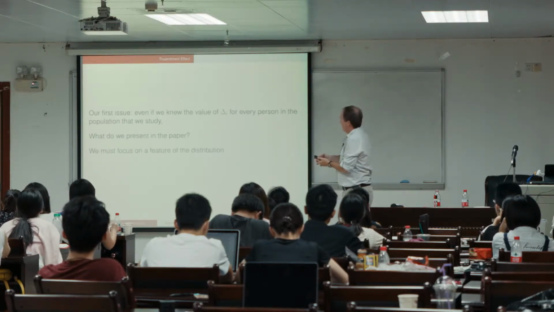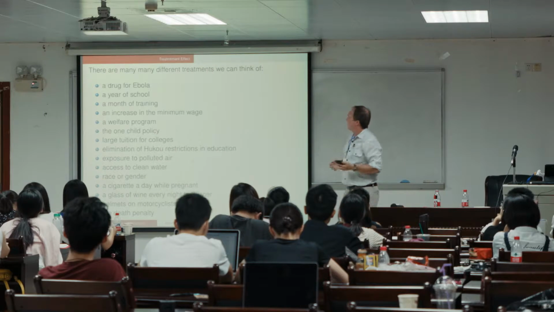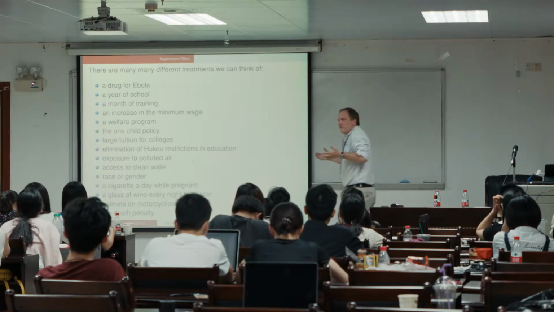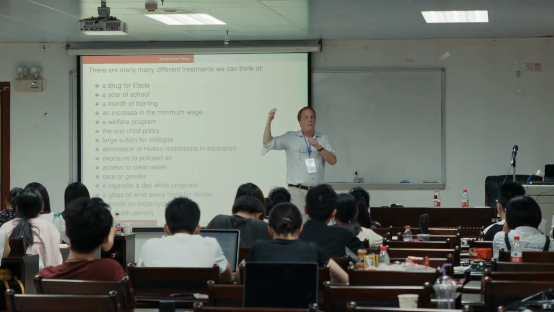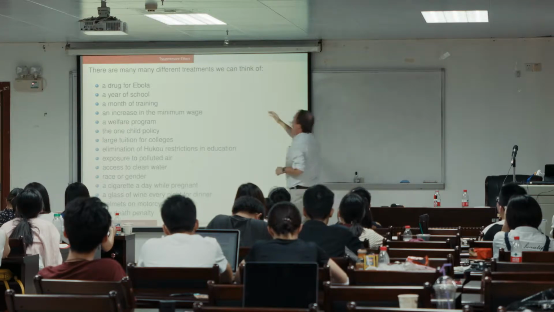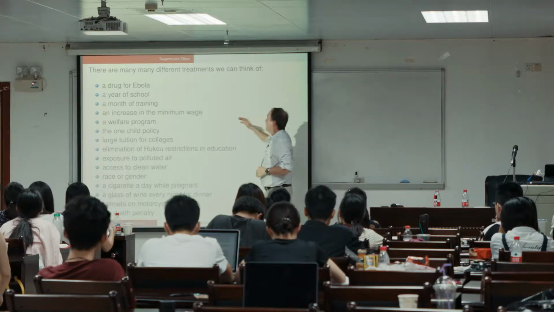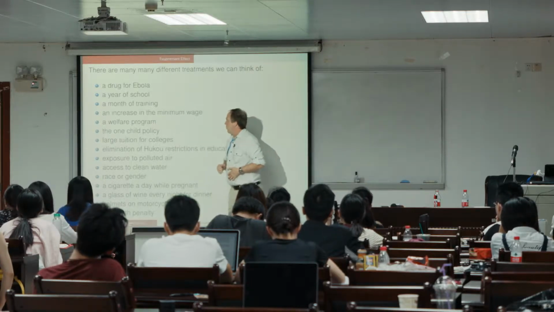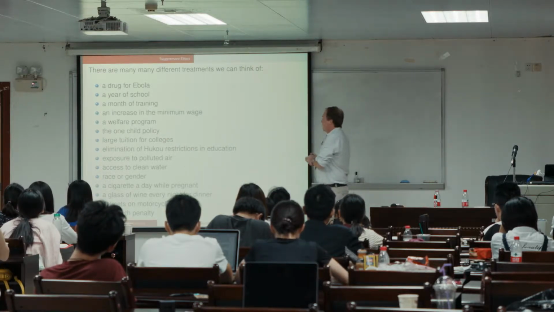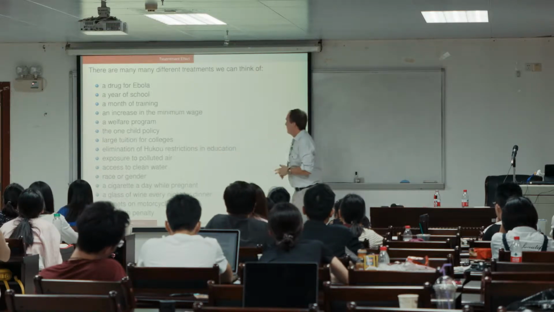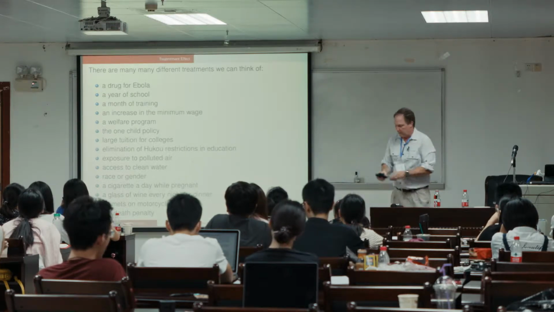So I realized I skipped some slides. Let me go back. I'm focusing on medical treatments because they're the easiest ones to think about. But almost every single policy that we think about in economics is going to be some sort of a treatment, right? So we can think about a drug for Ebola. A year of school is a very common example people think about. A month of training, changing the minimum wage, changing a welfare program, the one-child policy, increasing tuition for college, elimination of hukou restrictions in education, et cetera, et cetera. So most things that we think about can be put into this framework.